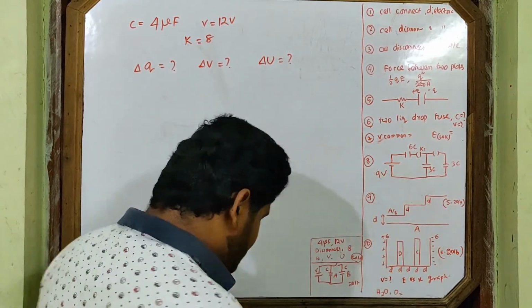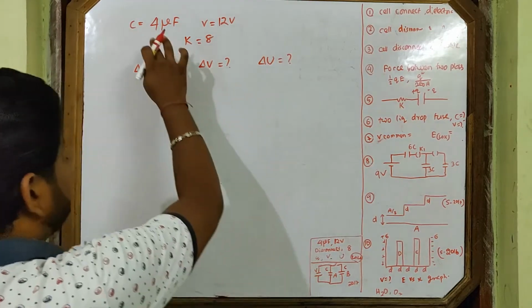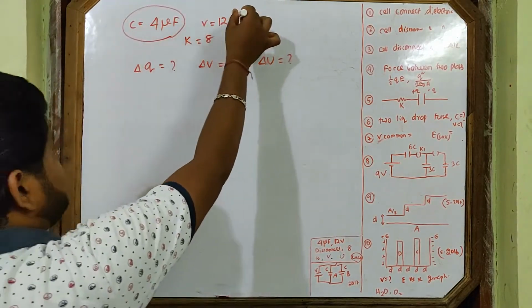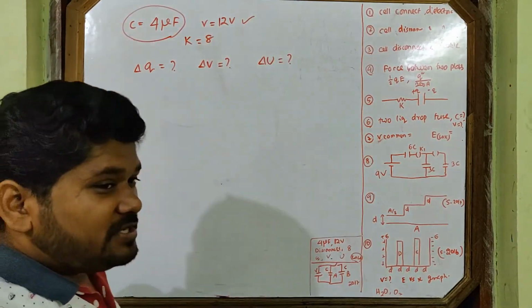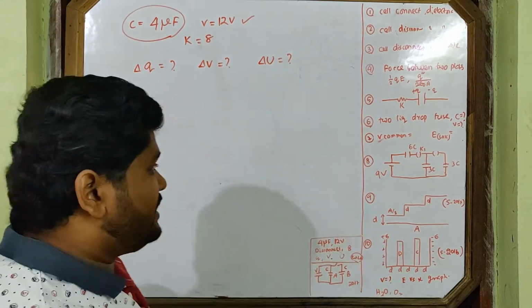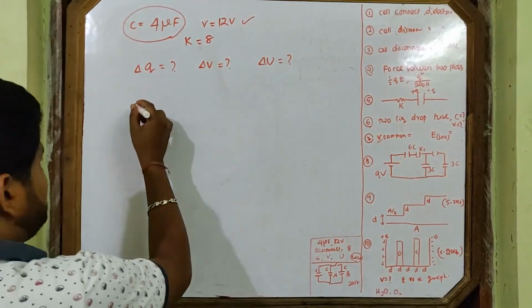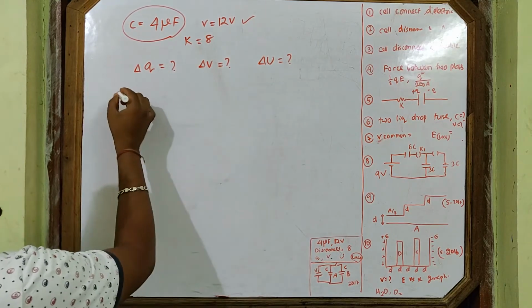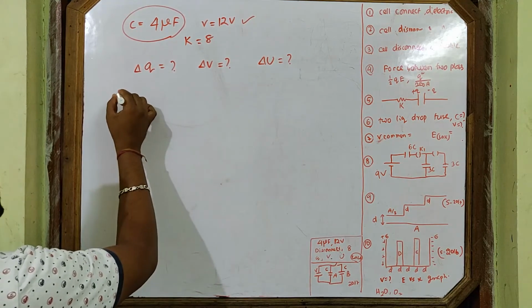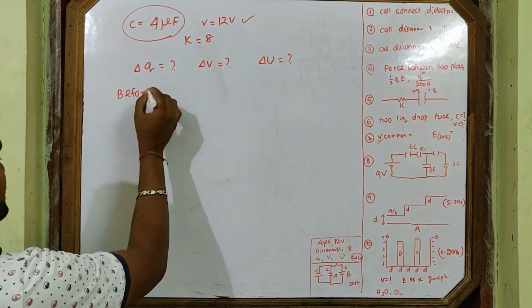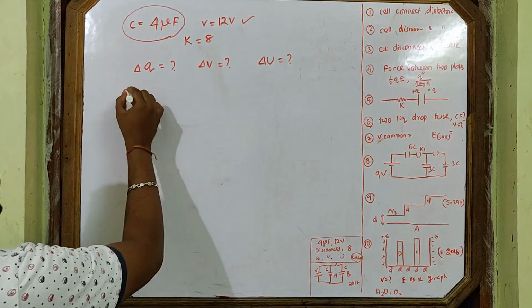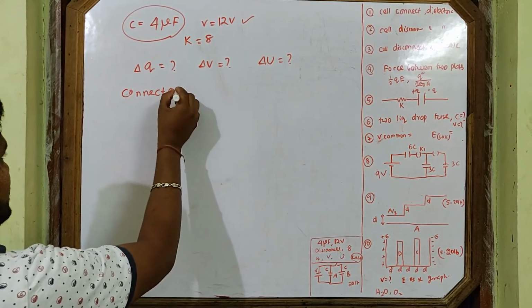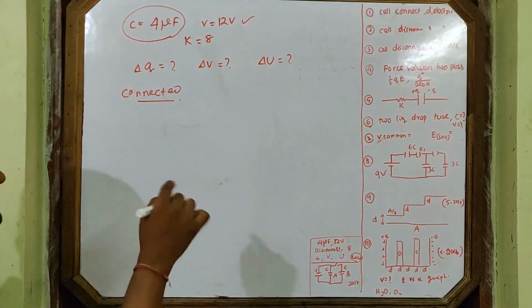Okay, now let's see what to do here. First, the capacitor is connected to a 12 volt cell. Now let's see what the initial charge was. First we'll see before it is disconnected. First we'll see before, while connected. We'll write connected, then we'll discuss disconnected.